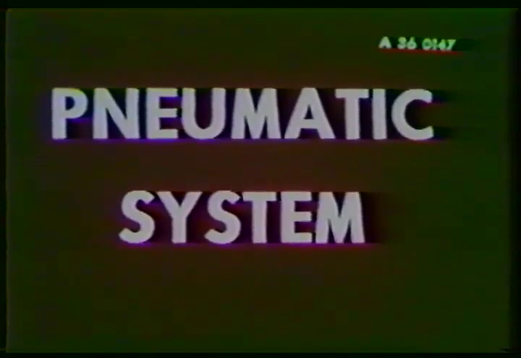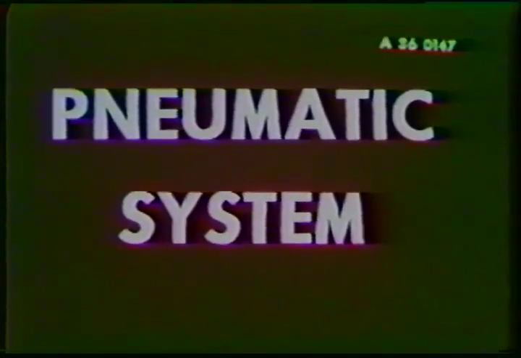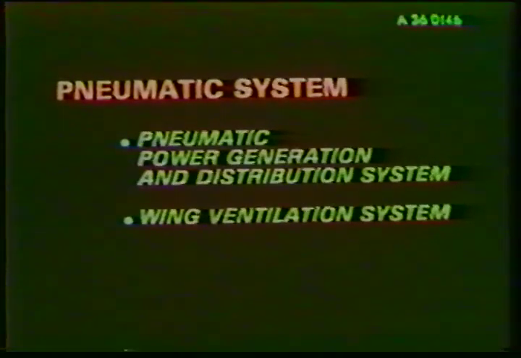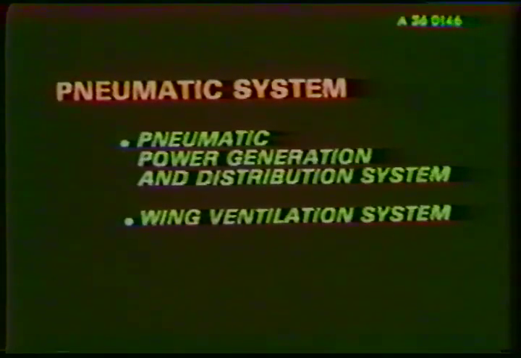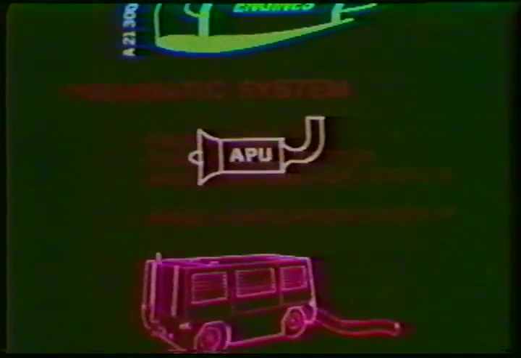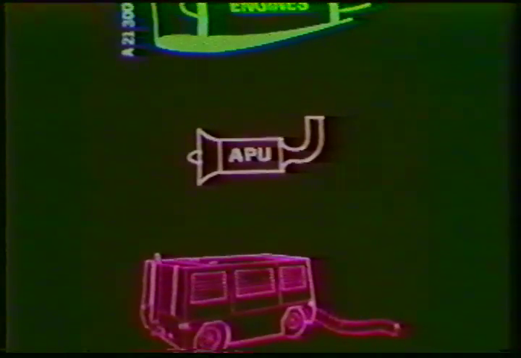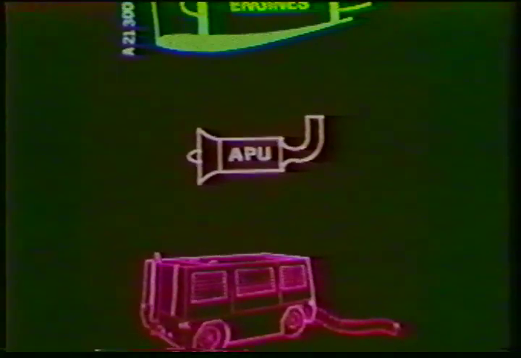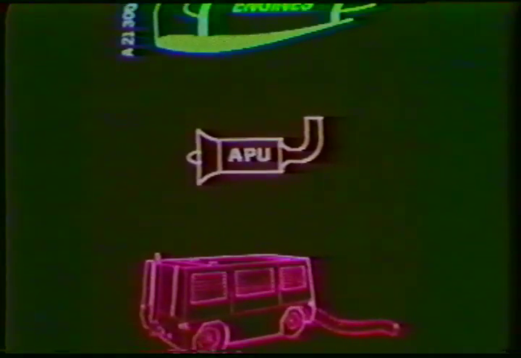We are now going to study the pneumatic system. The pneumatic system consists of two subsystems: the pneumatic power generation and distribution, and the wing ventilation system. The pneumatic system is supplied by three sources: the engines, the APU, and a HP ground cart.